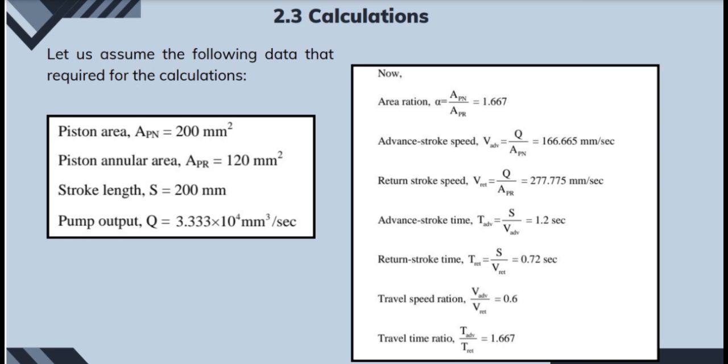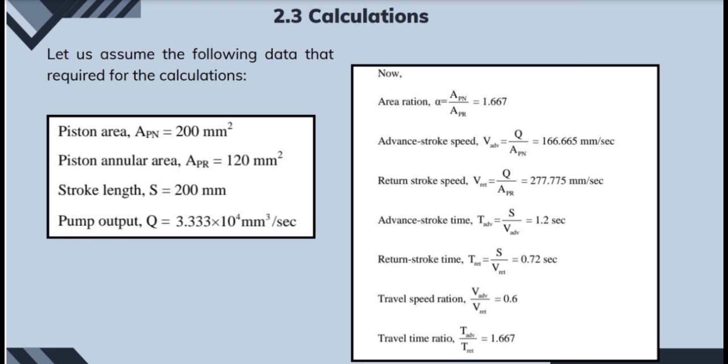Kapag return stroke time man, TRET is equals to S over VRET. S is equals to 200 mm, VRET is equals to 277.775 mm second. Pag tig-divide mo ang duha is equals to 0.72 second. Kapag sa travel speed ratio man, VADV over VRET, VADV is equals to 166.665 over VRET daa is equals to 277.775. Ang equal niya is 0.6.